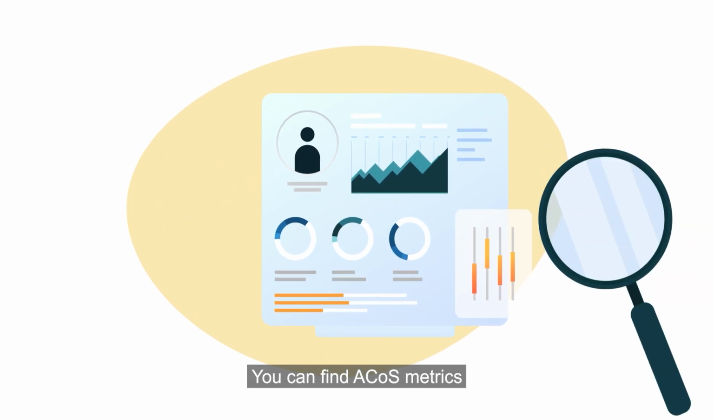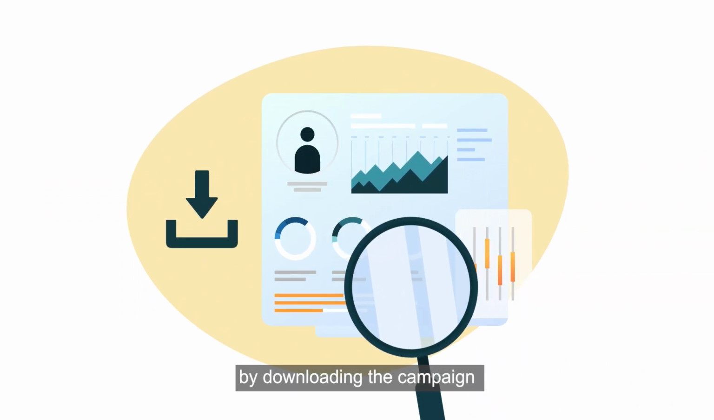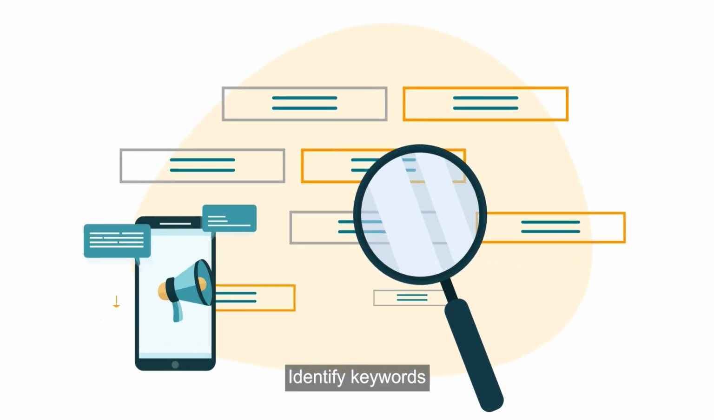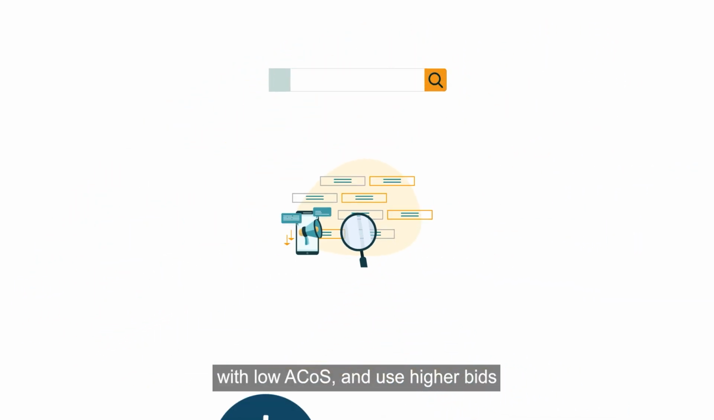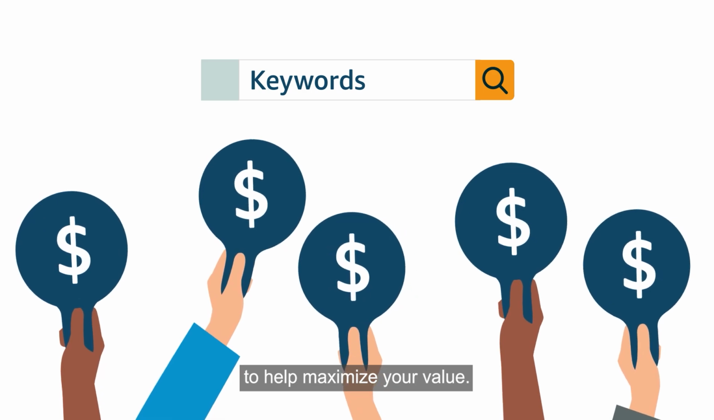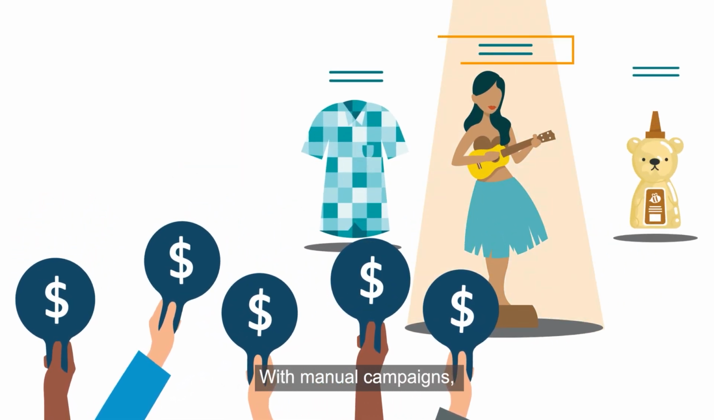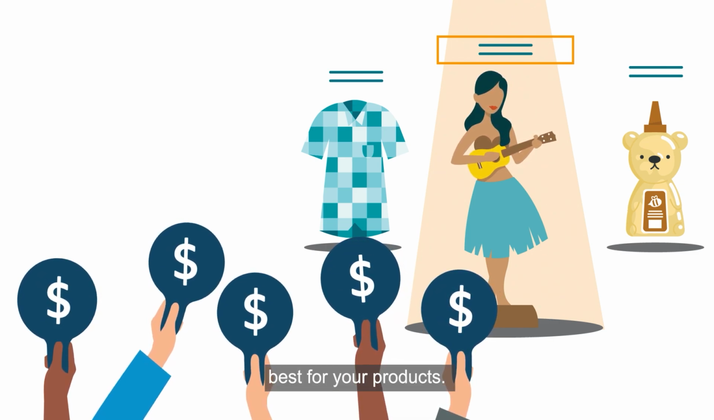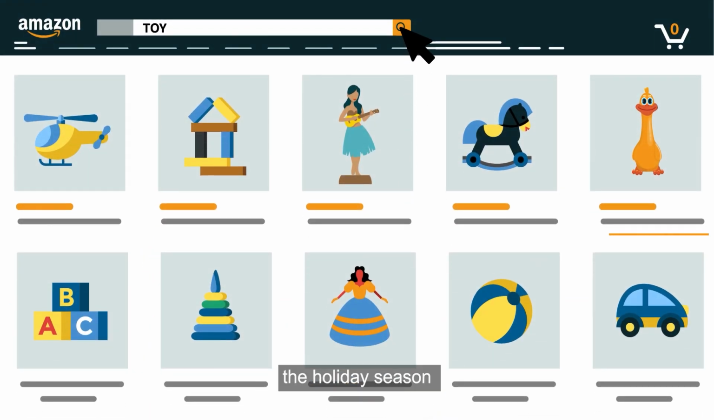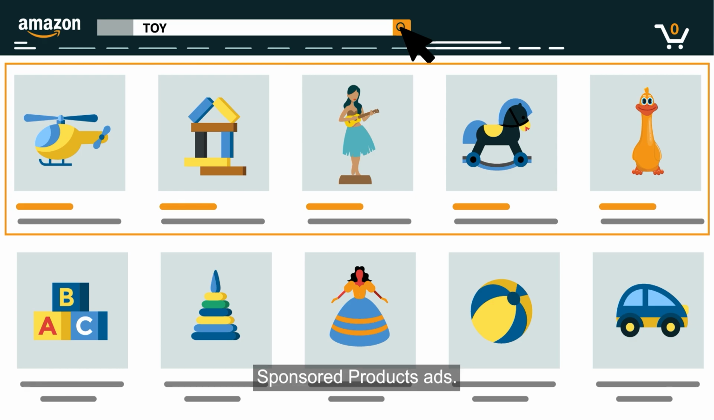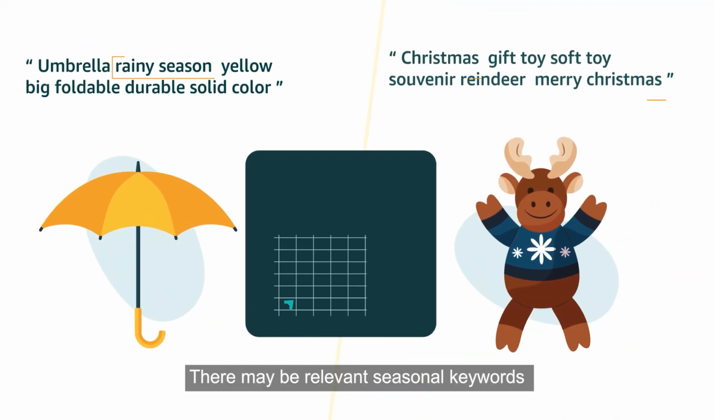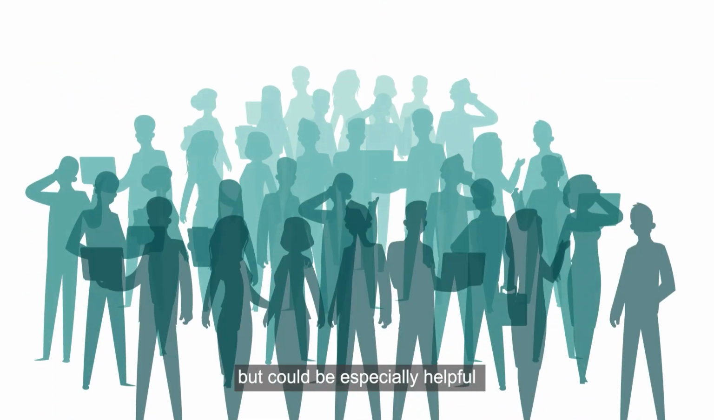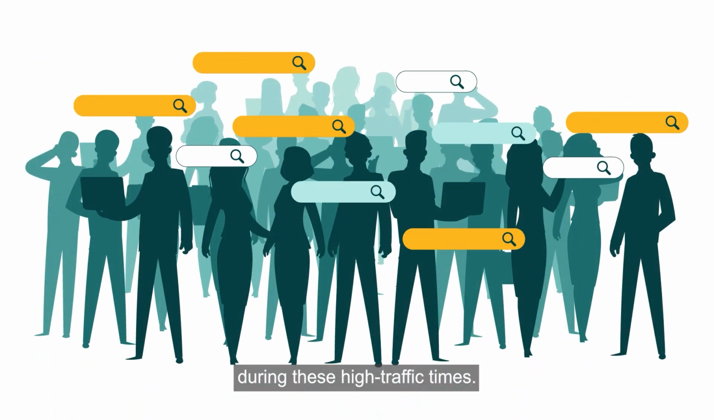You can find ACOS metrics by downloading the Campaign Performance Report for your sponsored products campaign. Identify keywords with low ACOS and use higher bids to help maximize your value. With manual campaigns, you can experiment with bid amounts to find what works best for your products. It's important to consider the holiday season in which you're running sponsored products ads. There may be relevant seasonal keywords that you wouldn't normally target, but could be especially helpful during these high-traffic times.